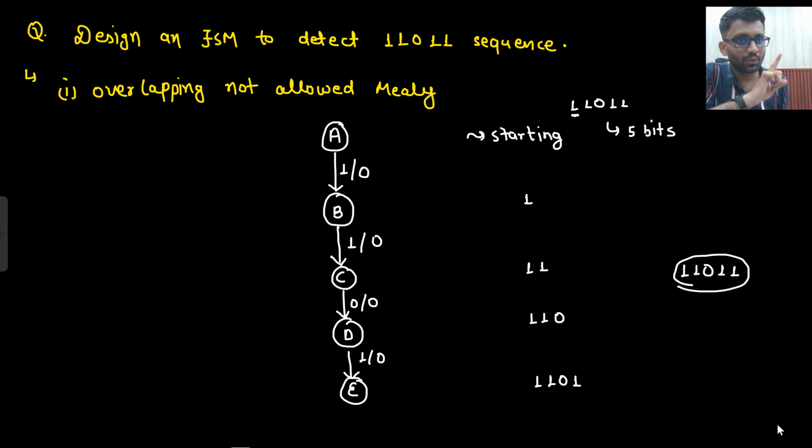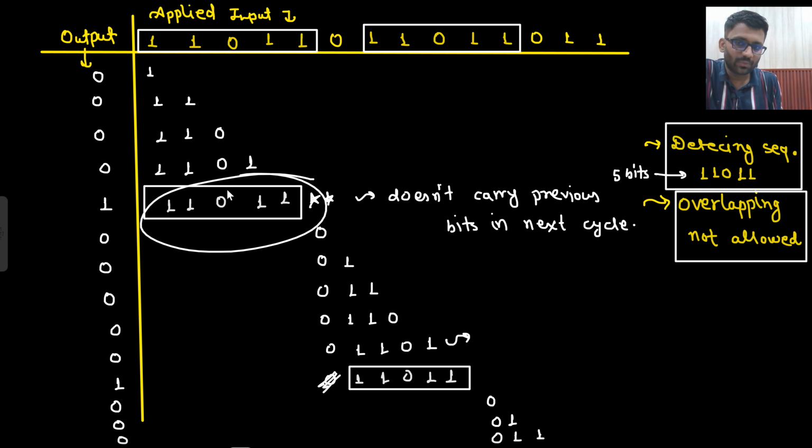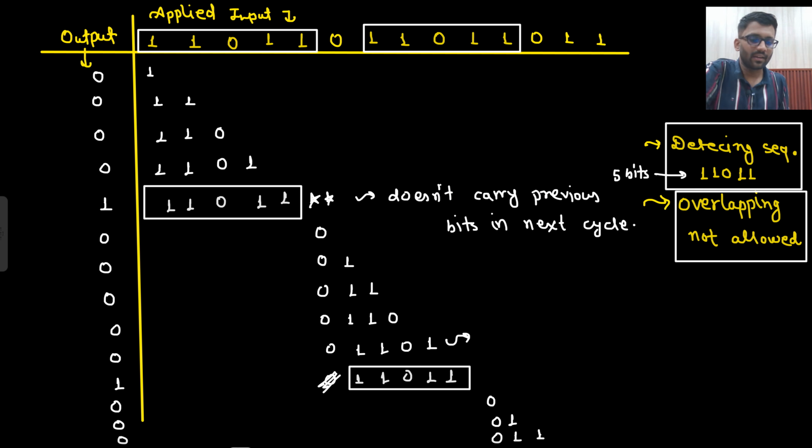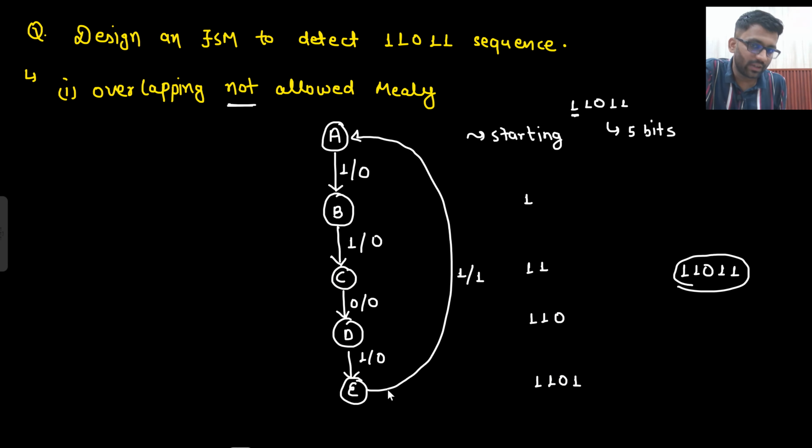So if the job is done, in case of overlapping not allowed, we start our work right from the beginning again. Just as the job is done, it will start the work again. So if 1 is applied, it will give output 1 and will start the job again. 11011, so this sequence has been detected. 1101 and 1, and just as you get this sequence, your output is 1 now.